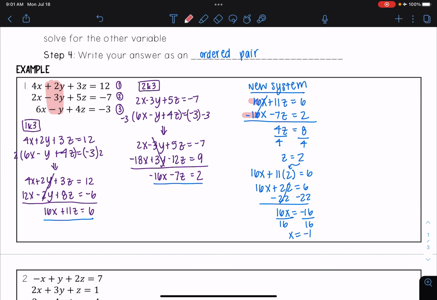So I have my z, I have my x, now I need to find my y. And so to find the value of y, I need to plug in x and z into any of the three original equations that I have here. I'm going to go ahead and plug it into that last one. So I have 6x minus y plus 4z is equal to negative 3. Now I'm going to plug in my values for x and z. So I have 6 times negative 1 minus y plus 4 times 2 is equal to negative 3. So I have negative 6 minus y plus 8 equals negative 3.